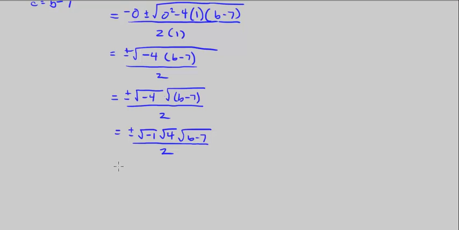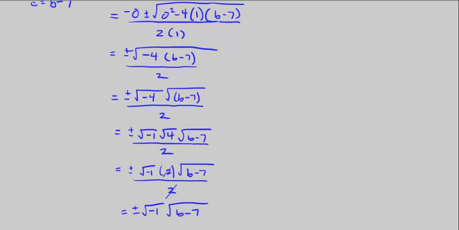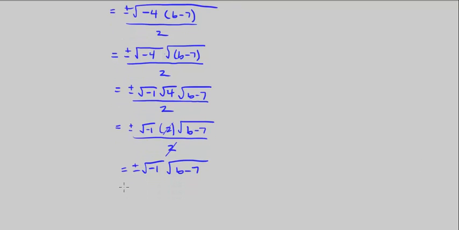The square root of 4 we know is 2. So plus or minus the square root of negative 1 times 2 now. We no longer square root it because we took the square root, times the square root of b minus 7, over 2. Because these are all being multiplied in the numerator, we can cancel the 2's and we just get plus or minus the square root of negative 1 times the square root of b minus 7. And just like we took them apart earlier, we can put them all under the same square root, and this will be just negative 1 times b minus 7.